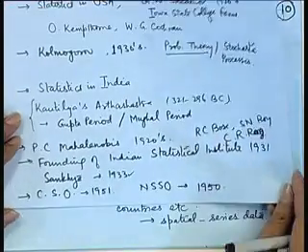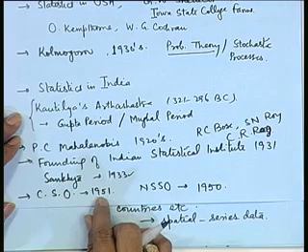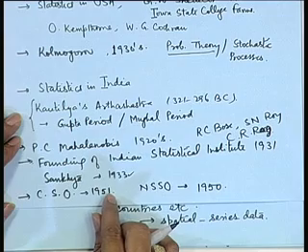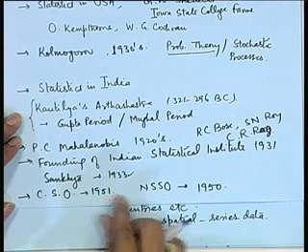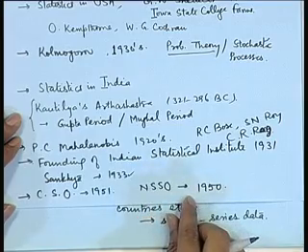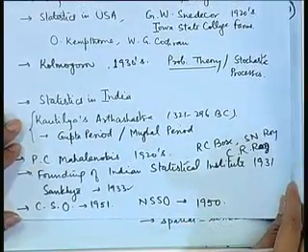With the efforts of Mahalanobis, the Central Statistical Organization was established in 1951 by the Government of India to collect data on various aspects of the state. In 1950, the National Sample Survey Organization was established to collect data on various socio-economic aspects of life.